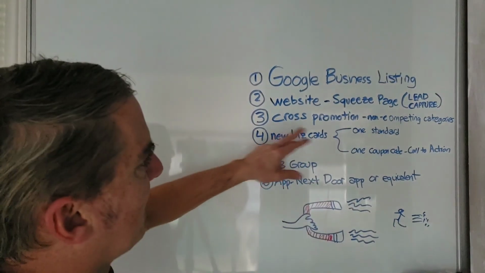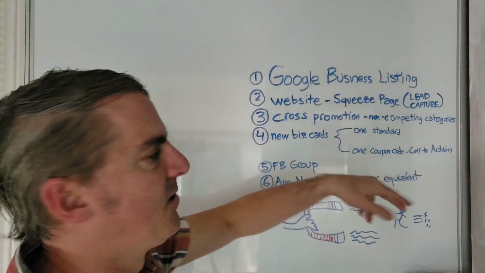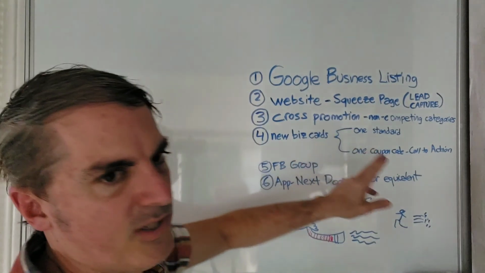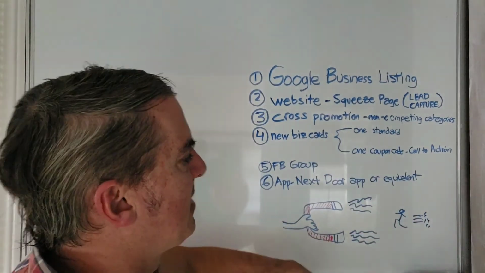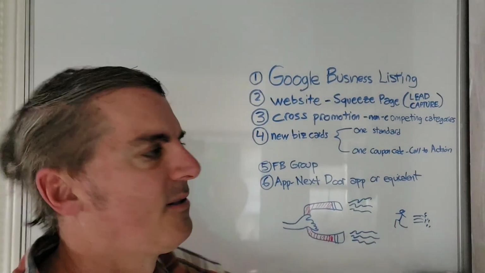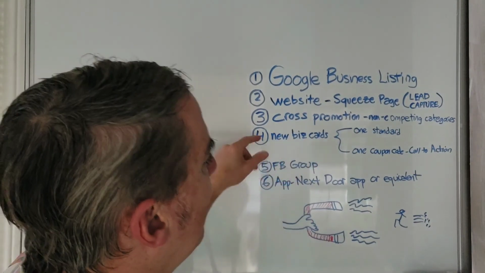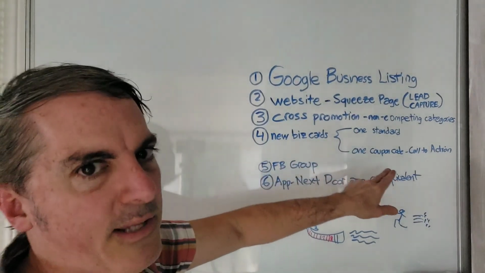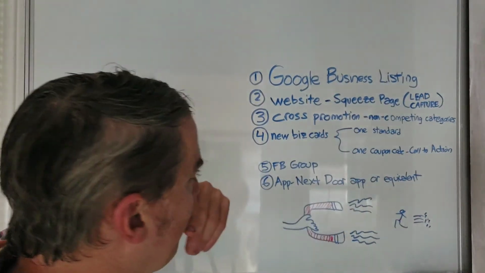So that's the third thing, cross-promotion and non-competing categories. Find non-competing categories, restaurants, nearby universities, coffee houses, put business cards there, and then also go to the coffee house and buy their coffee. Be cool with them. New business cards: standard, and then one with a coupon code, a call to action like a miniature landing page.